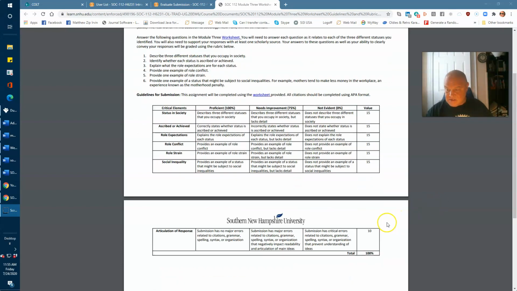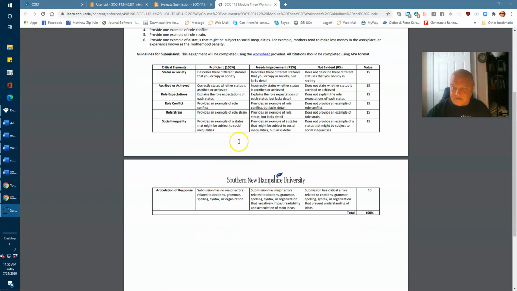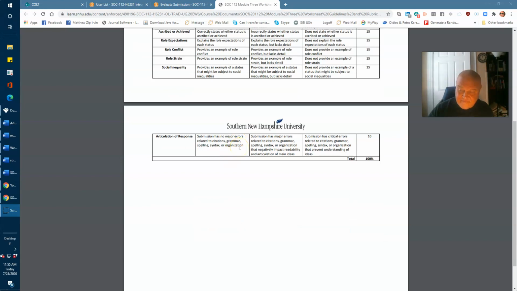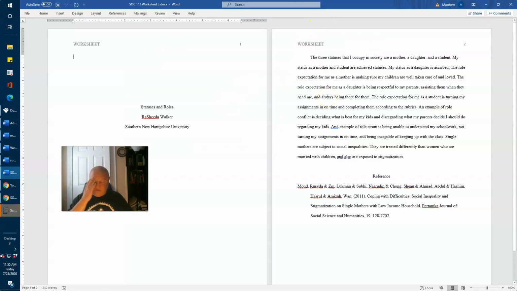All right, notice what a perfect answer looks like here. And I'll talk a little bit about the breakdown of this. First off, let's look at Walker, what I consider to be a perfect job on it. She didn't use the worksheet, but some people write paragraphs, and some people use the worksheet to break it up. Either way is fine. What I'm focusing on is the content. So what did she do?